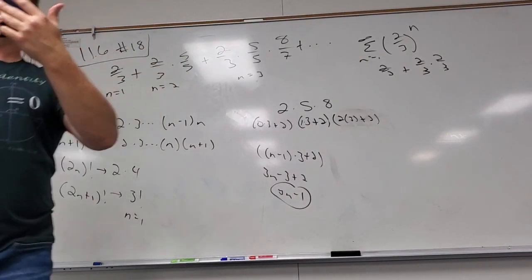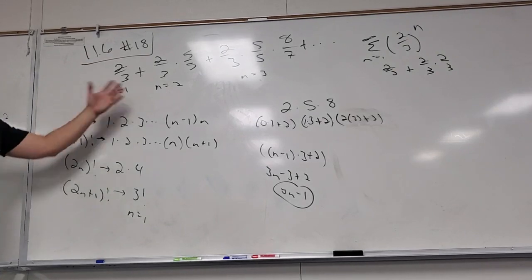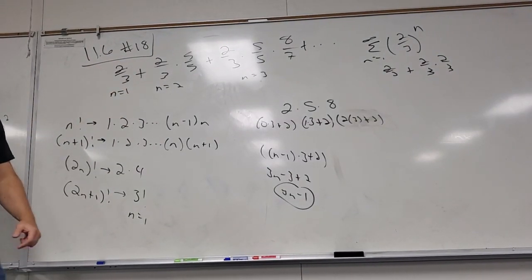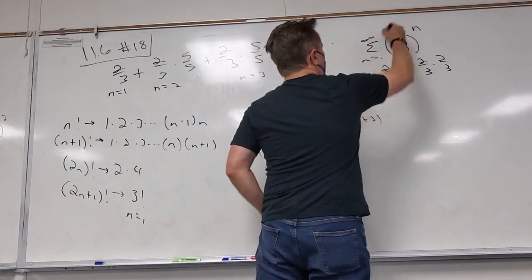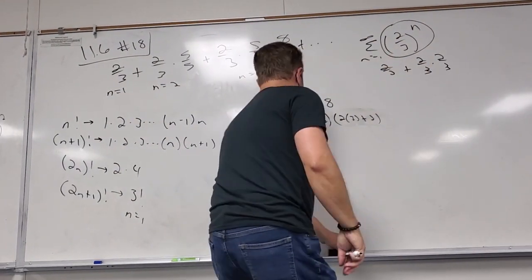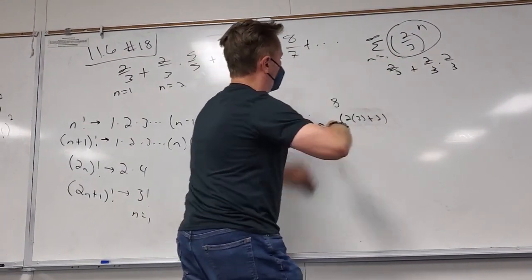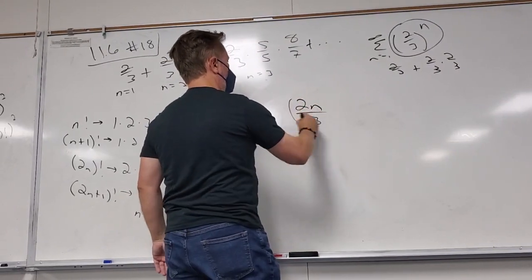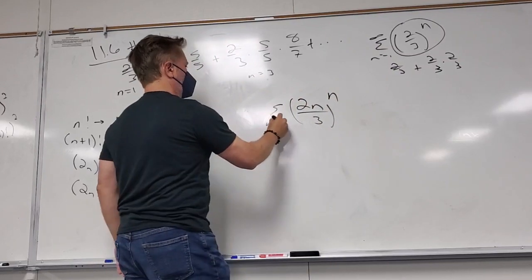I'm trying to be like, I don't know what to do. What am I going to try? I'm just going to try to capture this process. So think about this. What would it look like? Let's play around with that a bit. What would it look like if it was 2n over 3 to the n? What would some elements be?